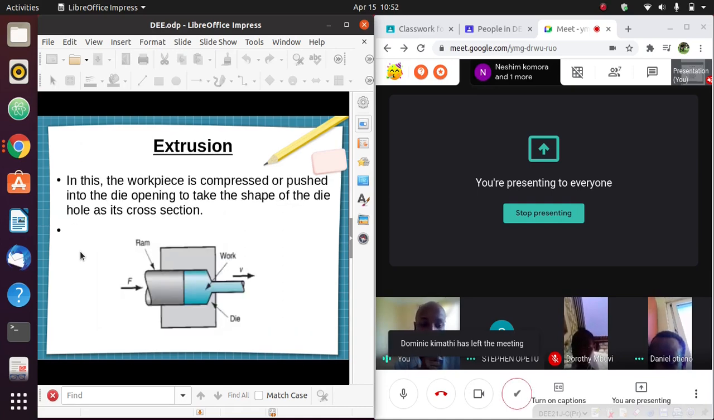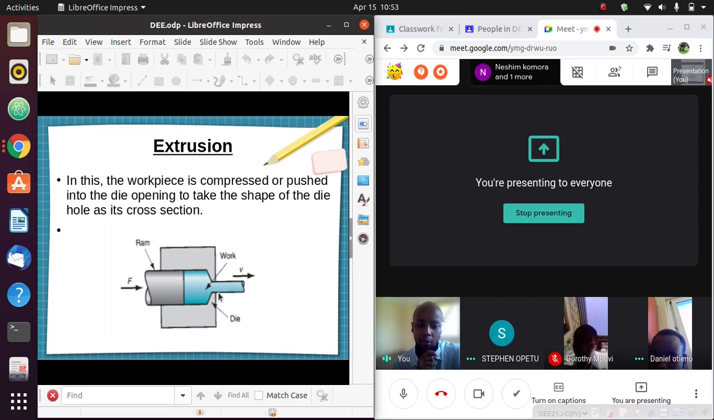Now another process is extrusion. We have a die here, and I want to push this workpiece, my metal, through that die, the cross-sectional area of that die. What I will do is place that workpiece within that die, and then apply a force through a ram, hydraulics, I will use hydraulic power, and push some of that metal through the cross-sectional area of that die.